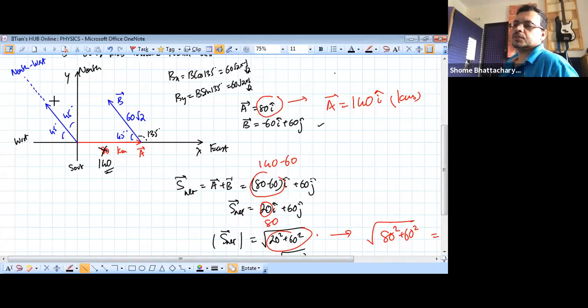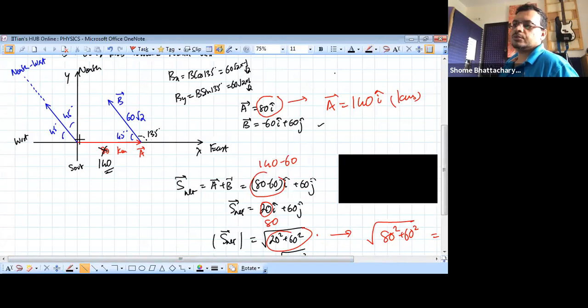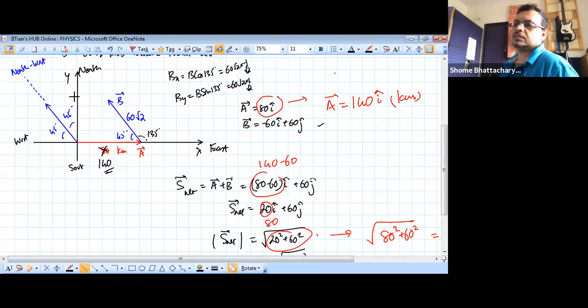So it's like this. So what will its components be? See, this is 60 root 2. So this component will be 60 and this component will be 60. But this component is in which direction? It's along the negative x direction. So it becomes minus 60 I cap. And this component of 60 is in which direction? It's in the positive y direction. So it becomes 60 j cap.